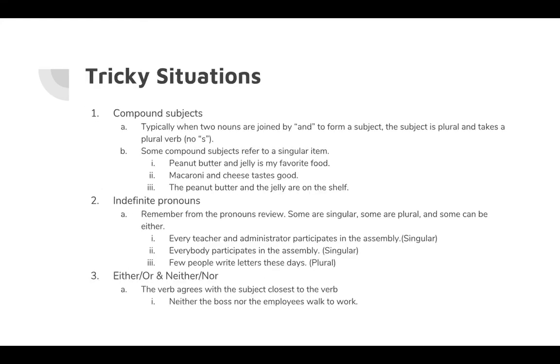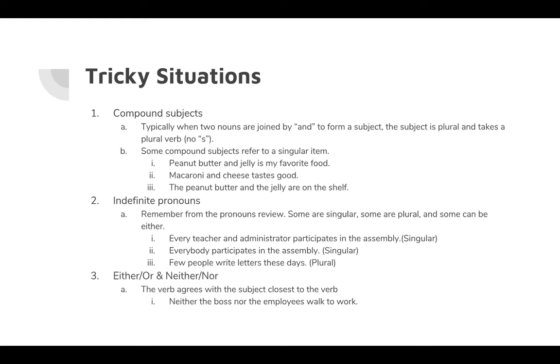Now that's a pretty simple concept, but we do run into some tricky situations, and the first one is the one that I was just addressing, which is compound subjects. So most of the time when you have a compound subject, you've got 2 nouns joined by and they create a subject. That's a compound subject and it's plural. Barb and Mary, Tom and Jim. In those cases, you've got 2 subjects joined by and, they're plural.